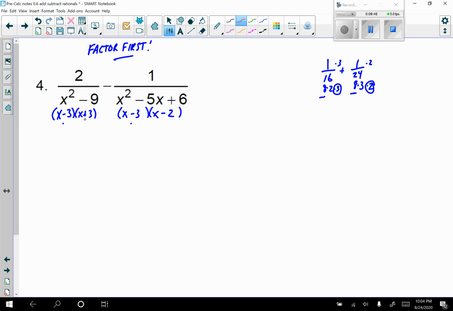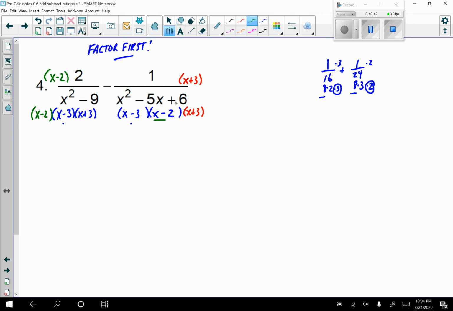Now look at what's separate. The first fraction has an x plus 3. I don't see that in the second one, so it needs an x plus 3. Put it on top and bottom. Now we've got x minus 3 and x plus 3 in both. The second fraction, though, has this other x minus 2. The first fraction doesn't have that. So let's put an x minus 2, multiply the first one by x minus 2.